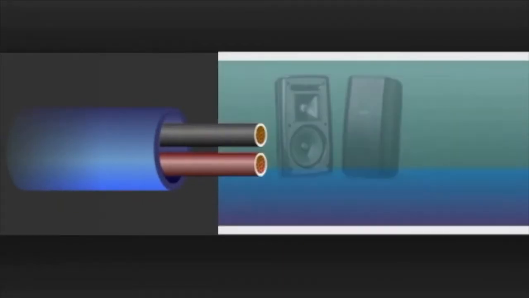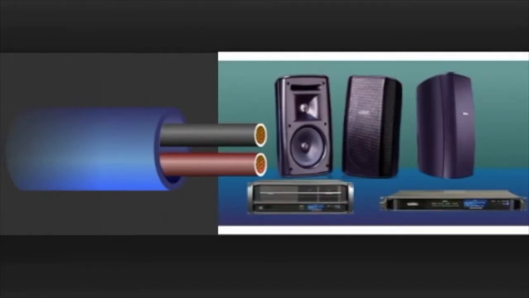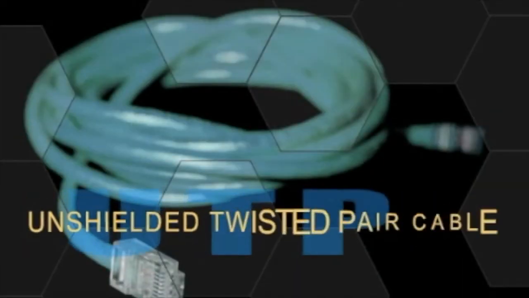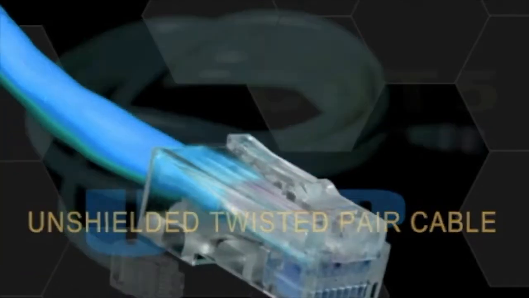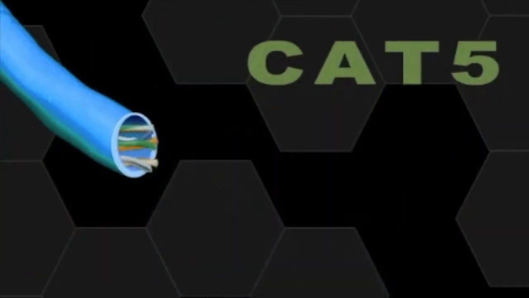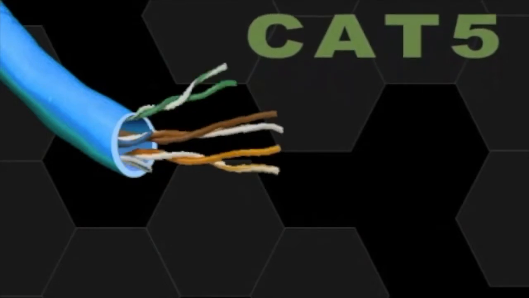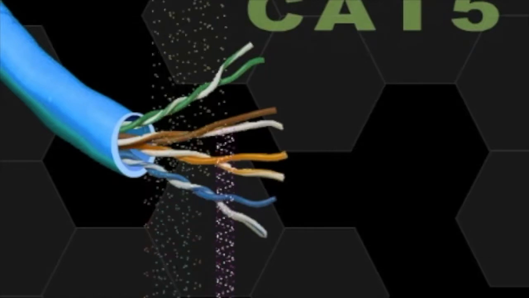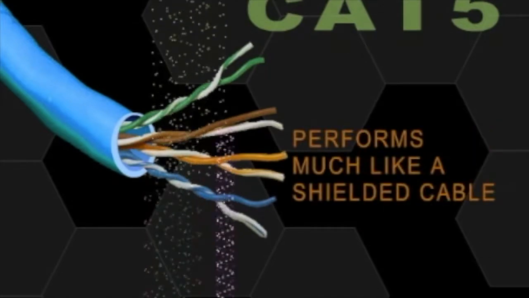Non-shielded cable is used to connect loudspeakers and control systems. There are some instances where shielded loudspeaker cables are required. Unshielded twisted pair cable, also known as Cat5, does not include a shield, but by the nature of the number of twists and wraps within the cable jacket, it rejects outside interference and thus performs much like a shielded cable. UTP cable is used to connect computer networks and digital audio control devices.